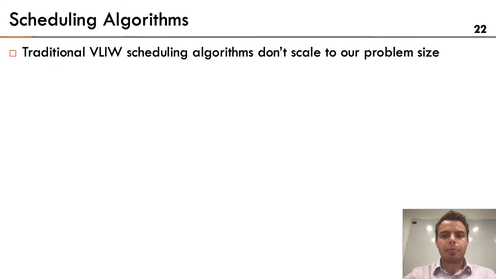Our scheduling problem isn't entirely dissimilar from VLIW scheduling problems that have already been studied. However, our problem is much larger. Our programs have up to millions of instructions, and instead of a handful of registers, we have a scratchpad that stores thousands of individual residue polynomials. Existing VLIW algorithms we tried do not scale to our problem size, so we had to design our own.